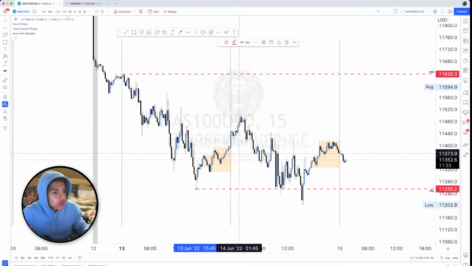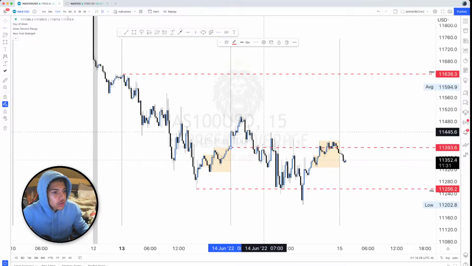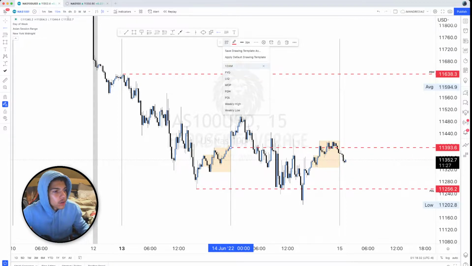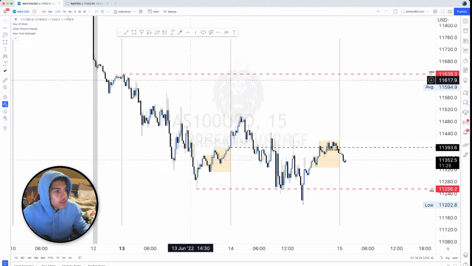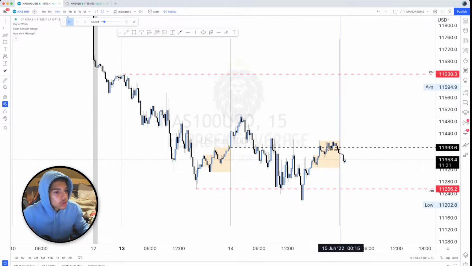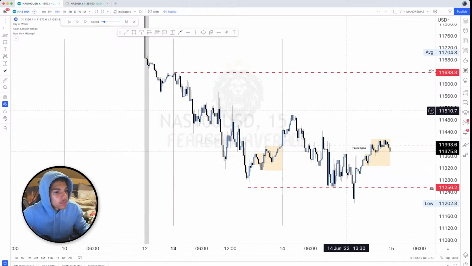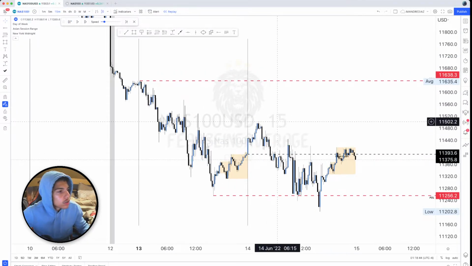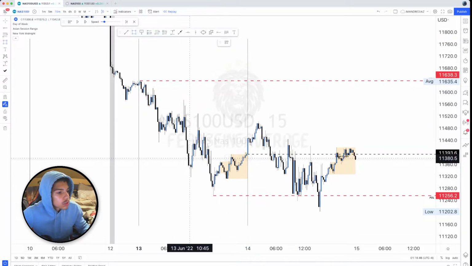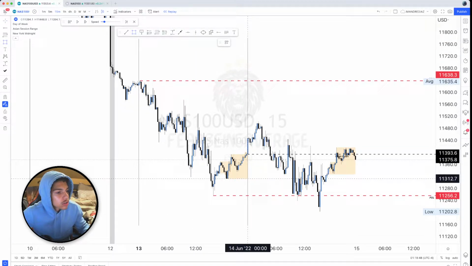Then we're going to get the 12 a.m. open, which is right in here. Boom. Right in there, 12 a.m. open. Then we have the Asian session range, which is right there. I'm going to go back in time real quick. I want to get rid of this Asian range, so I'm just going to highlight it with a box, just like this.